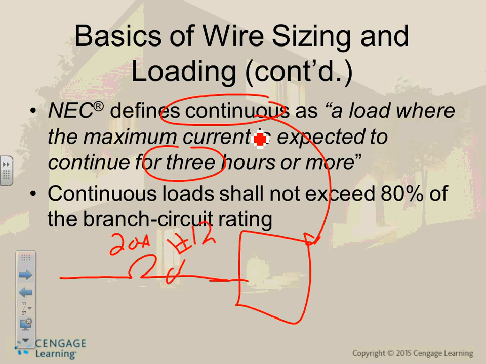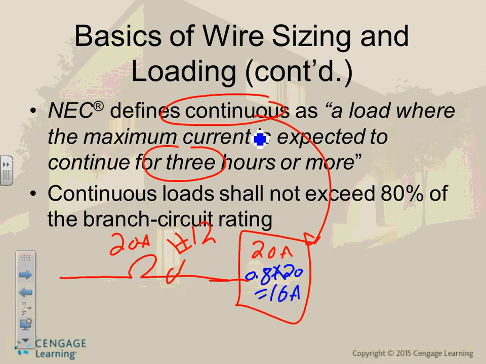Your answer for non-continuous should be 20 amps. Chad, I can pull up to 20 amps, non-continuous, like receptacles. Now, continuous. For continuous purposes, you cut it by 0.8. So you take 0.8, multiply by 20. That'll get you what? 16 amps. Can you guys get that?